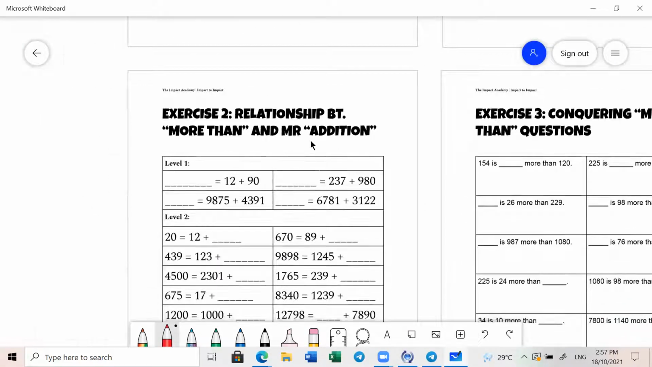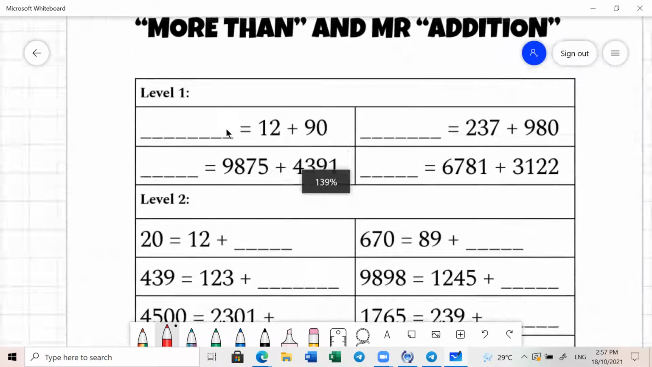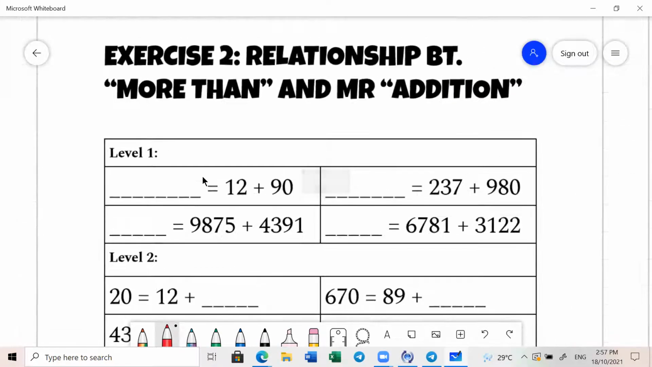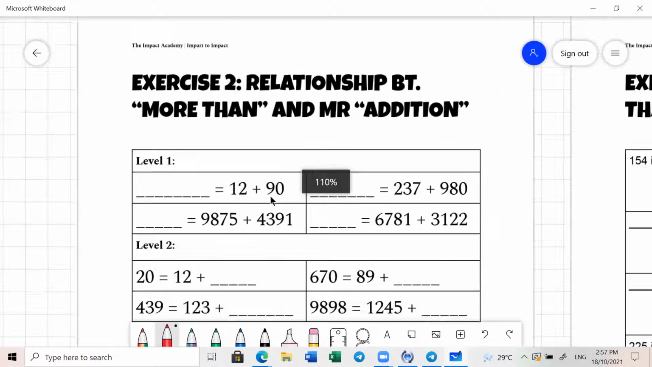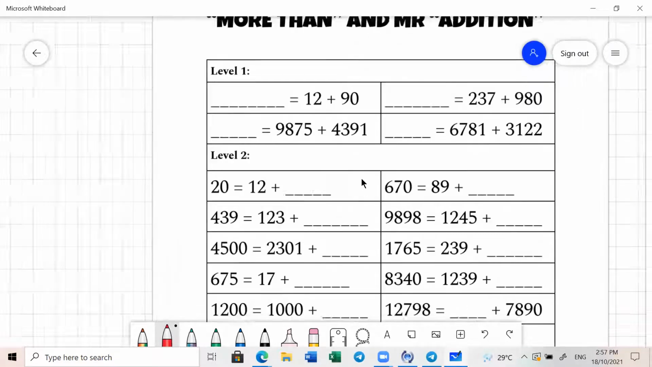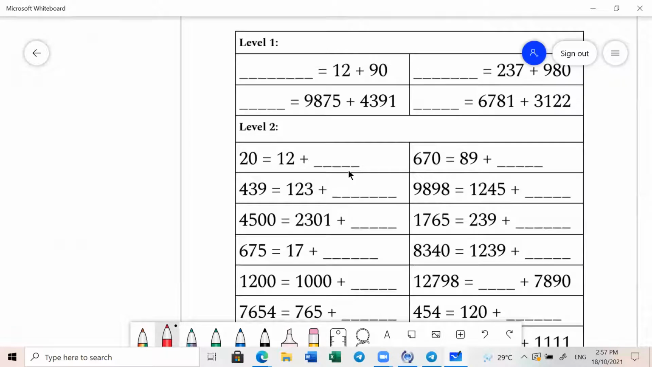Flip with me to the next page. Alright, this is page number 3. I think level 1 questions are not an issue at all. All of you should know what to do. Now, I'm going to talk about the relationship between "more than" and addition. Now, we take a look at level 2 questions, okay? Level 2 questions are a little tough, but honestly, they are solvable. You just need to practice and understand what they're trying to tell you.